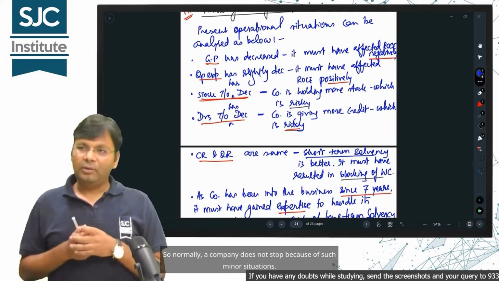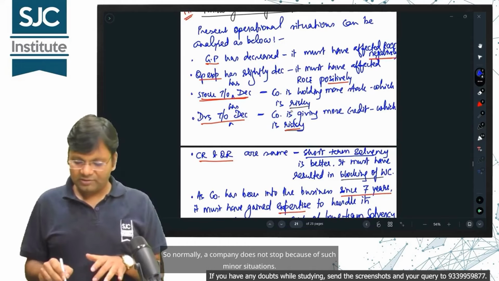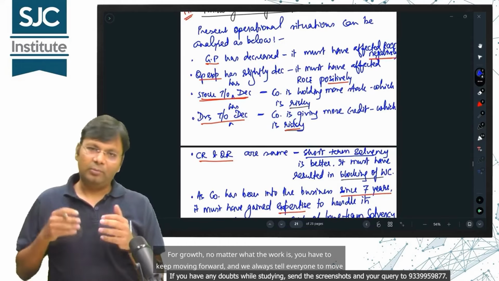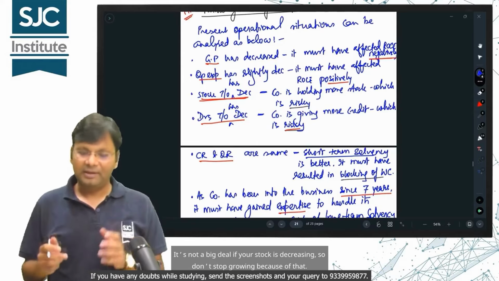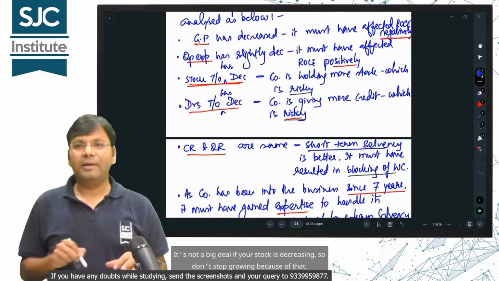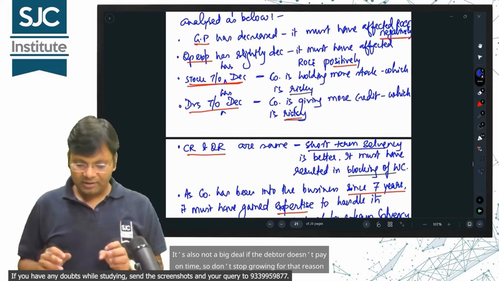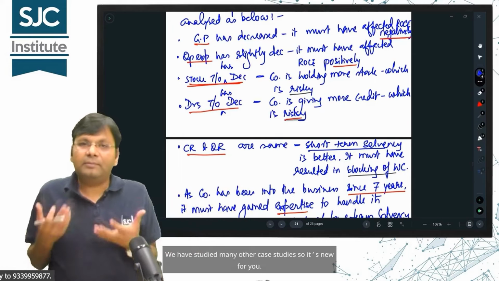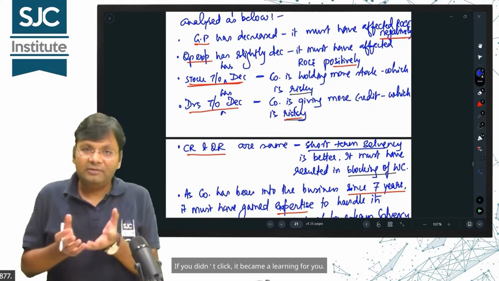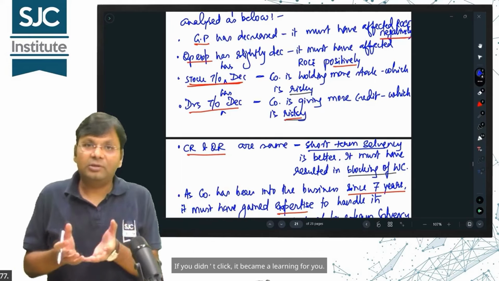Alright. So normally, a company does not stop because of such minor situations. For growth, no matter what the work is, you have to keep moving forward, and we always tell everyone to move ahead. It's not a big deal if your stock is decreasing, so don't stop growing because of that. It's also not a big deal if the debtor doesn't pay on time, so don't stop growing for that reason either. These strategies cannot stop growth. That's why, when these people look at the business, we get to know everything. We have studied many other case studies, so it's new for you. If you didn't click, it became a learning for you. For all this, just hold on.